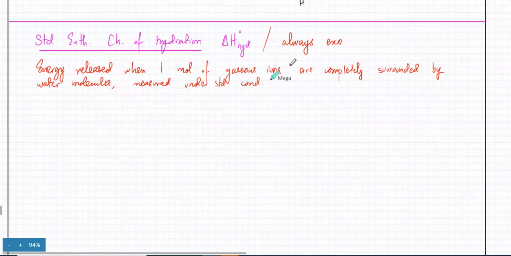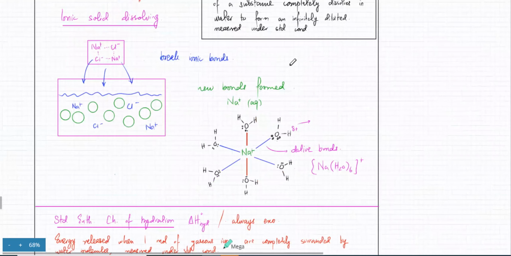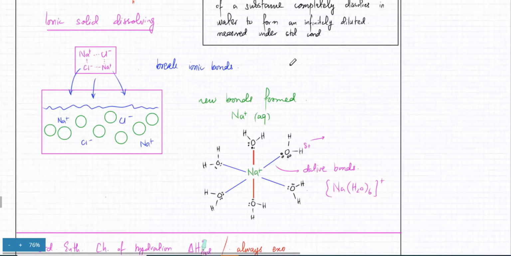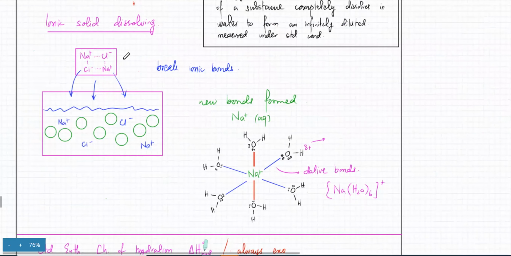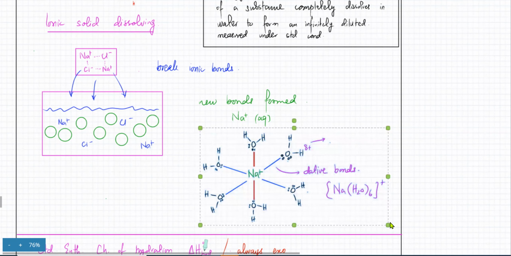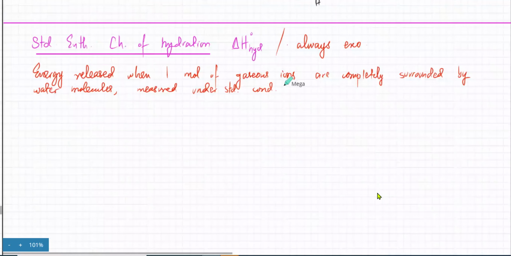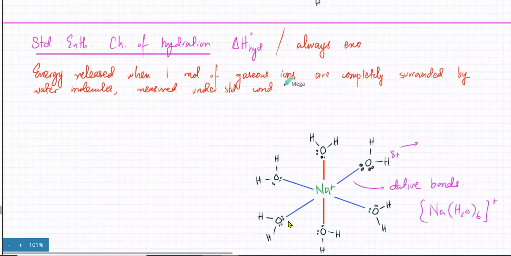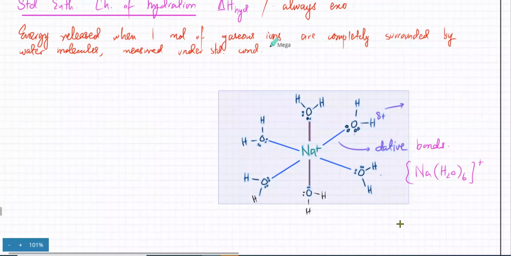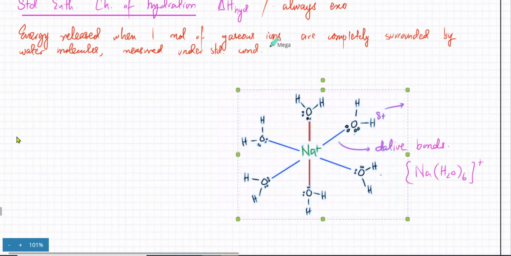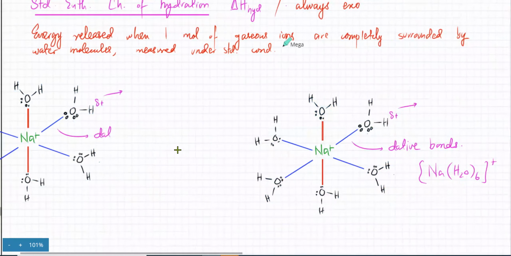So how do we practically differentiate between hydration and this? Enthalpy of solution is the whole process. First you break the lattice, you break the ionic bonds, then you hydrate them. So hydration is this last part only. You just add gaseous ions, and this is the final product of hydration. Before this you had the same thing except they were not bonded together.